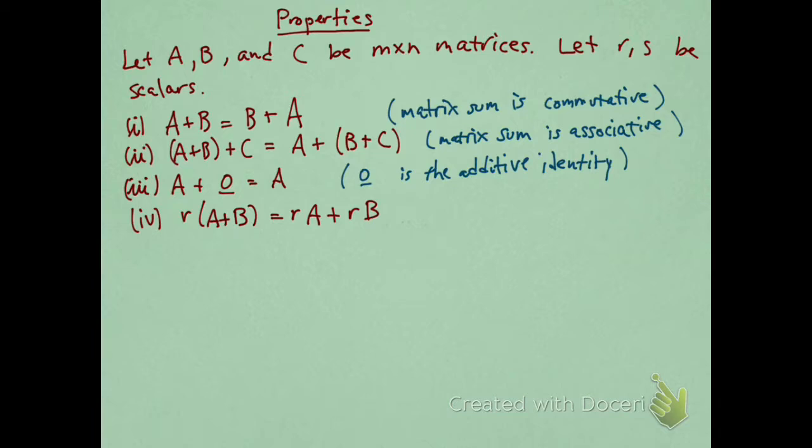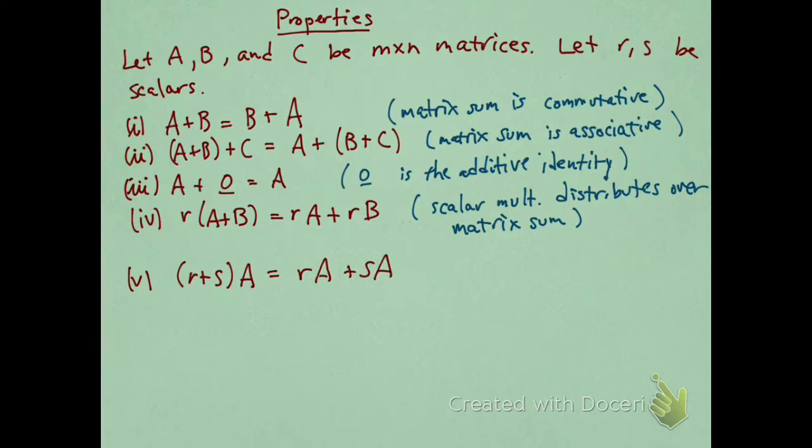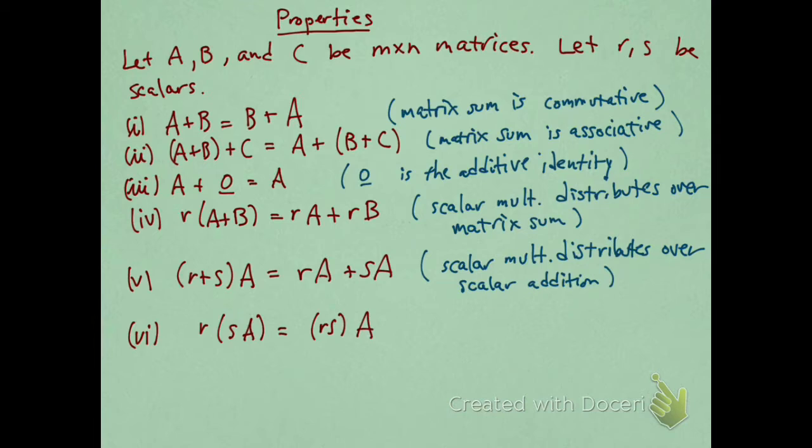4, r times the sum A plus B is rA plus rB, which is just saying that scalar multiplication distributes over matrix sum. 5, r plus s times A is rA plus sA. Notice this is a different sort of distribution property, but this also holds. So scalar multiplication of matrices distributes over regular addition in the real numbers. And 6, r times s times A is the same thing as r times s as real numbers times A.